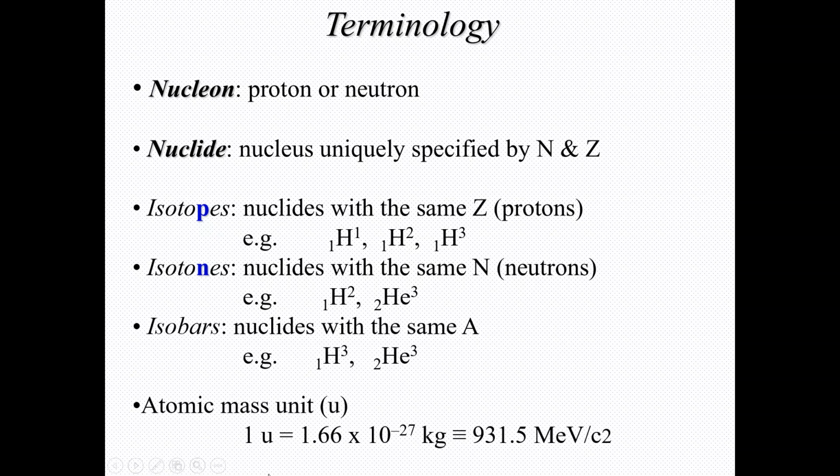Atomic mass unit. We already had a detailed discussion about the atomic mass unit in lectures number one and two, so here we will just mention it. One atomic mass unit, which we represent by U, is equal to 1.66 into 10 raised to power minus 27 kg, which in terms of energy unit is equal to 931.5 mega electron volt per c square. So these were some terminologies with respect to the nuclei.